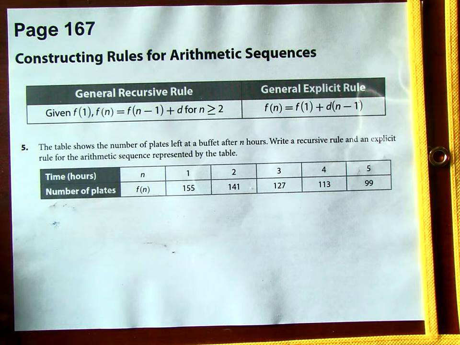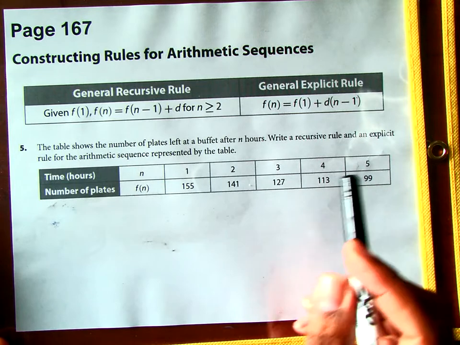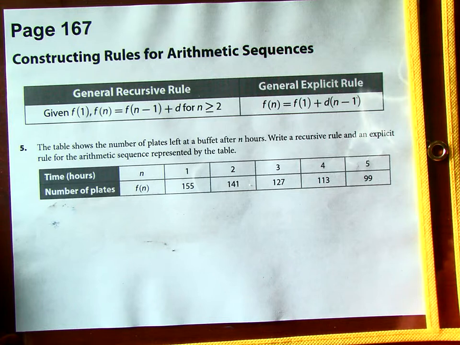Okay, so what we want to do here is write a recursive rule and an explicit rule for this information. It says the table shows the number of plates left at the buffet after n hours. Write a recursive rule and an explicit rule for the arithmetic sequence represented by that table. So here's the table. There are two things you need to know before you write either one of the rules. The first thing you need to know is the first term. And the second thing is the common difference. Those are the things we need in order to write either rule, okay?